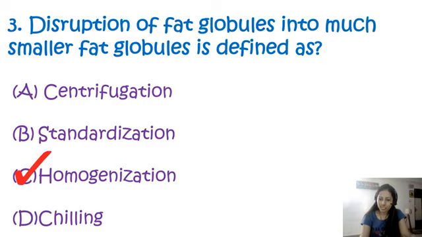We know homogenization is a process commonly used in the food processing industries, particularly in the dairy industries, to break down the fat globules of the milk into smaller size, resulting in uniform distribution. Actually it is done for the uniform distribution of the fat throughout the product. This process prevents cream separation and improves the texture and consistency of dairy products like milk or ice creams. So my correct option will be C, that is homogenization.